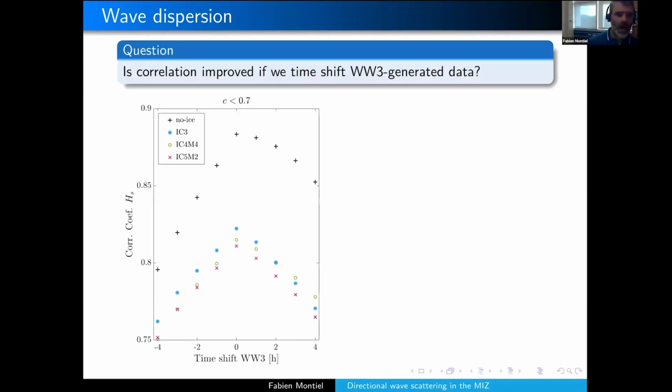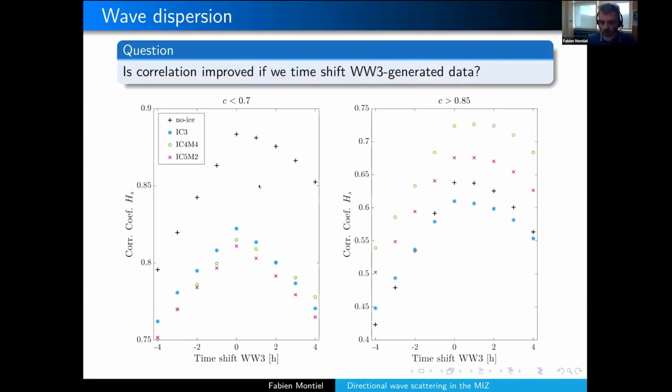If you do that for low ice concentration, which I argue is a proxy for close to the ice edge, you can see that the peak of the correlation coefficients in significant wave height is at a time shift of 0. So there is no reason to think that the dispersion is wrong here. But if you look at higher concentrations, larger than 85%, you can see that these curves are not as clearly peaked at t equals 0, and it can be argued in some cases that there could be a peak at t equals 1, so that's 1 hour.